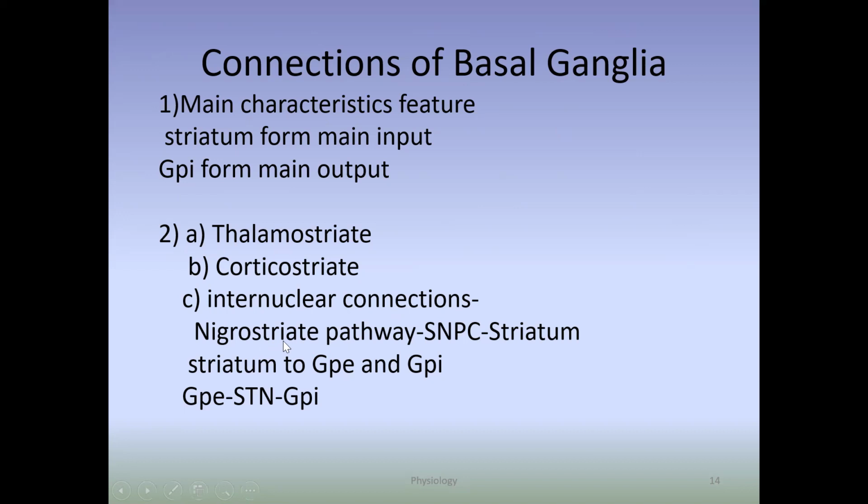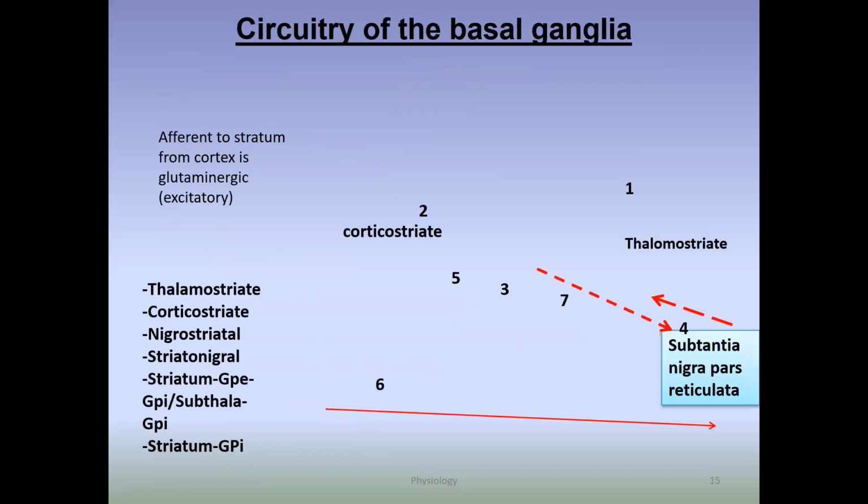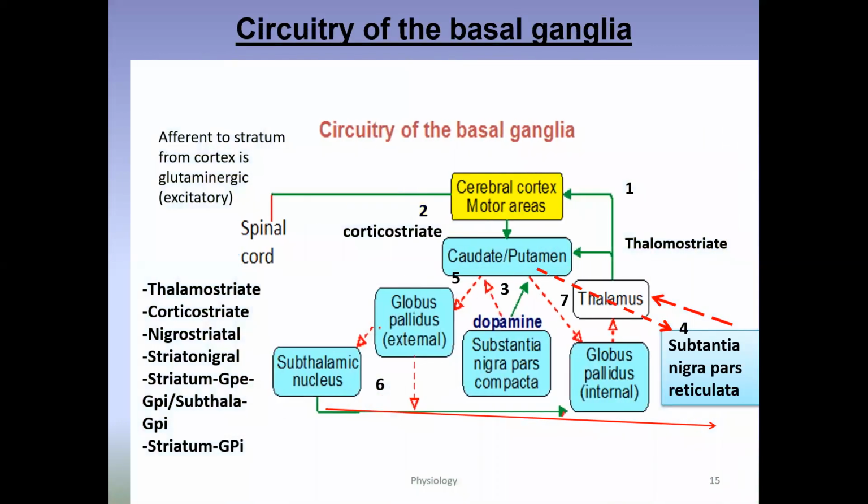What internuclear connections are there? Nigrostriatal pathway. That is nothing but the substantia nigra pars compacta. You know that the substantia nigra has two components, pars reticularis and pars compacta. So the connection between the substantia nigra pars compacta to the striatum, the neostriatum, caudate and putamen. Then striatum to globus pallidus external segment and globus pallidus internal segment. This is the second internuclear connection. And the third internuclear connection is globus pallidus external segment, subthalamic nucleus, and the globus pallidus internal segment. I will show in the diagram so that you can understand the connections present in the basal ganglia.